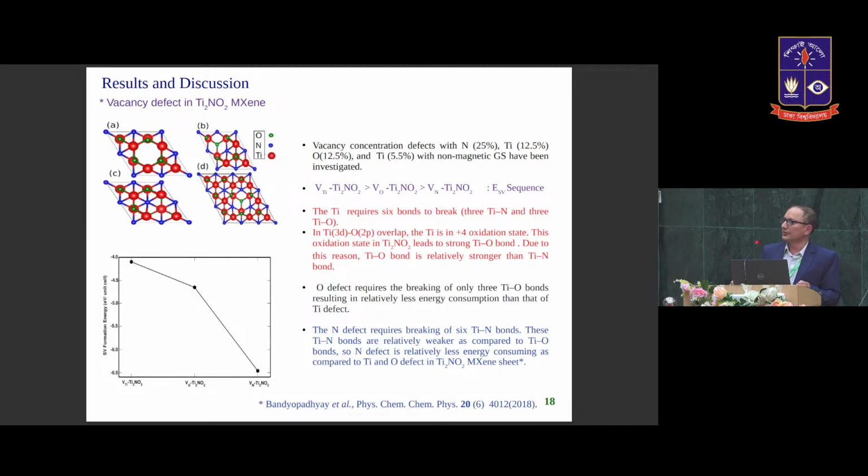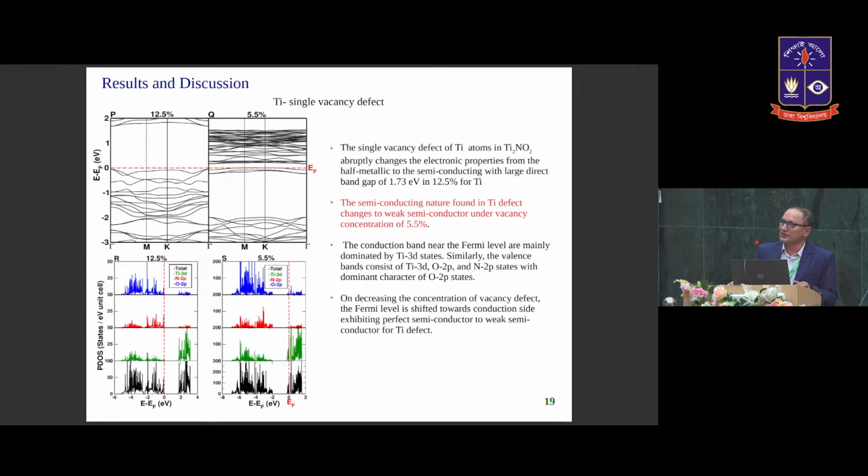Oxidation states, okay, same kind of behavior is observed. So when we are using the 12.5% Ti atoms, Ti2NO2 changes the electronic property from half metallic to semiconducting behavior. It shows the semiconducting behavior, and that semiconducting band gap is 1.72 eV. It is very significant, and it is close to 2. So it also can be used for water splitting as well, and other kinds of spintronic devices.